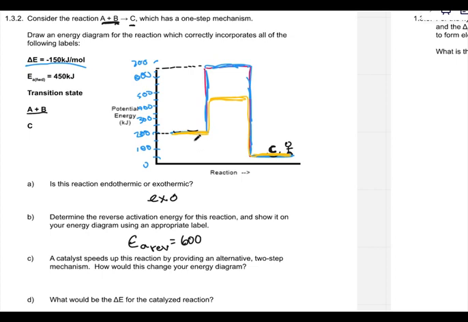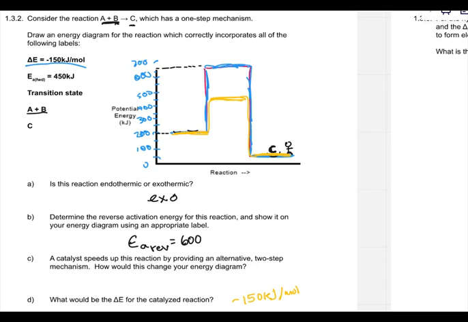If you're calculating that, you'd still say, I started at 200, I ended up at 50, so this number is still minus 150 kilojoules per mole. The exact same as we had before. Makes no difference how high the bump in the middle is. This only affects the activation energies.